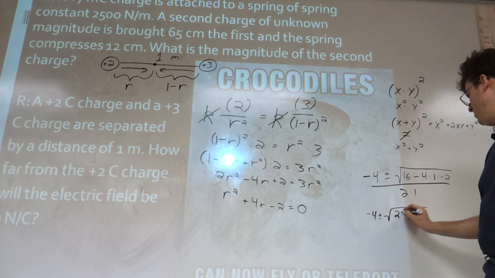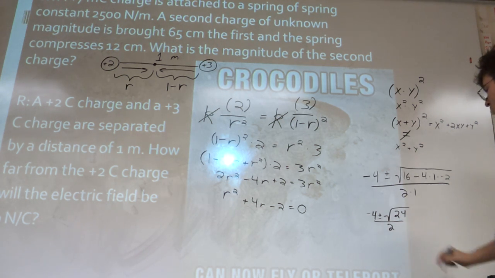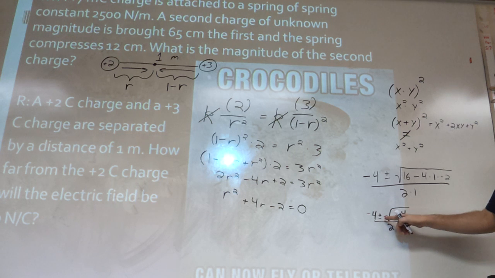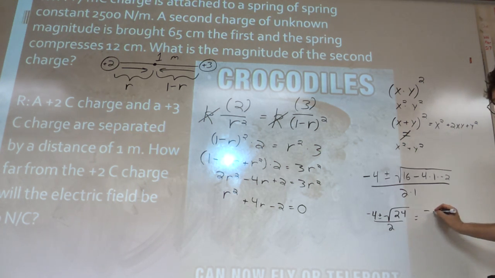So that over 2. I can actually pull a 4 out of this. Square root of 4 becomes 2. So if I divide both sides by 2, I get minus 2 plus or minus square root of 6. And there we go.